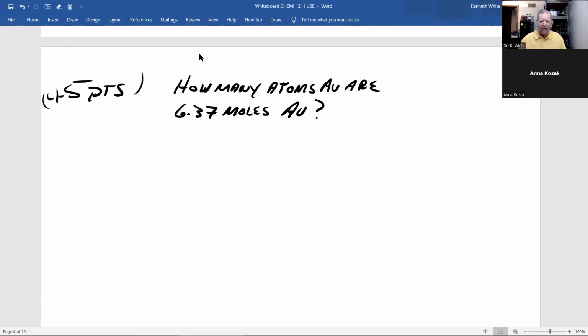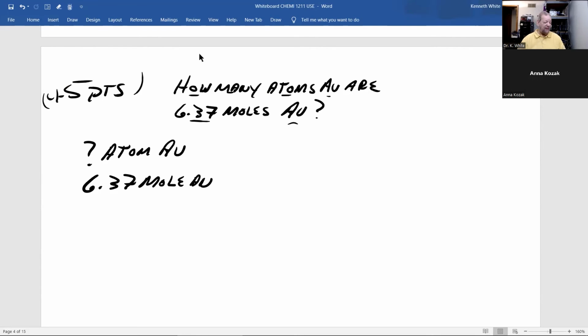And the question is, how many atoms, AU is gold, are 6.37 moles of gold? So how do we do this? Well, the first thing is, what are you being asked to find? How many atoms of gold are there? So we're trying to find atoms AU. What are we given? Well, this number, 6.37 moles of AU. So now it's time to use your good buddy, your good friend, unit analysis.